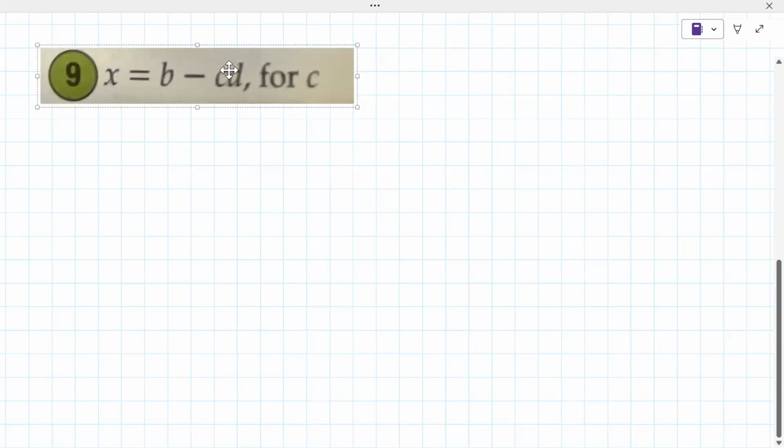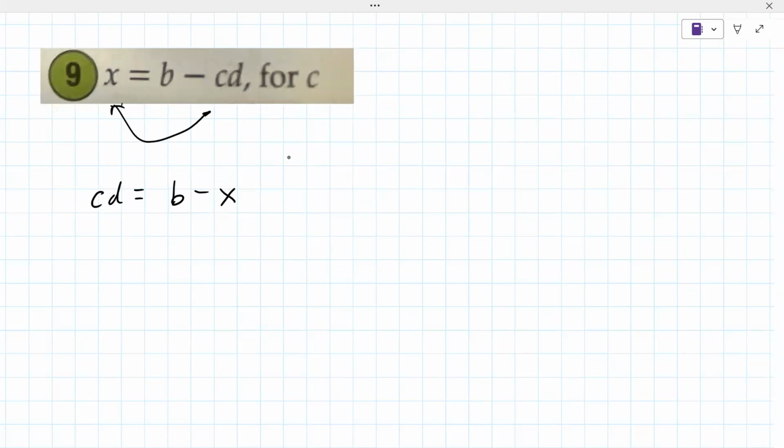Right there. One thing you might do, it's kind of an advanced technique, is you can swap sides whenever you have a negative. So this becomes CD equals B minus X. What do you think of that? If you don't like it, let me know. We don't have to do this either. I mean, it makes sense.